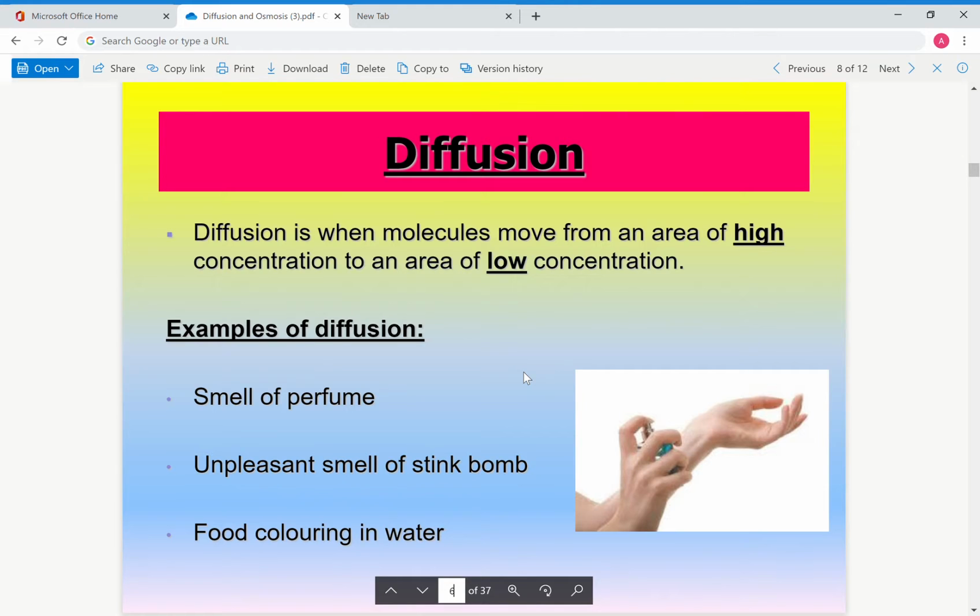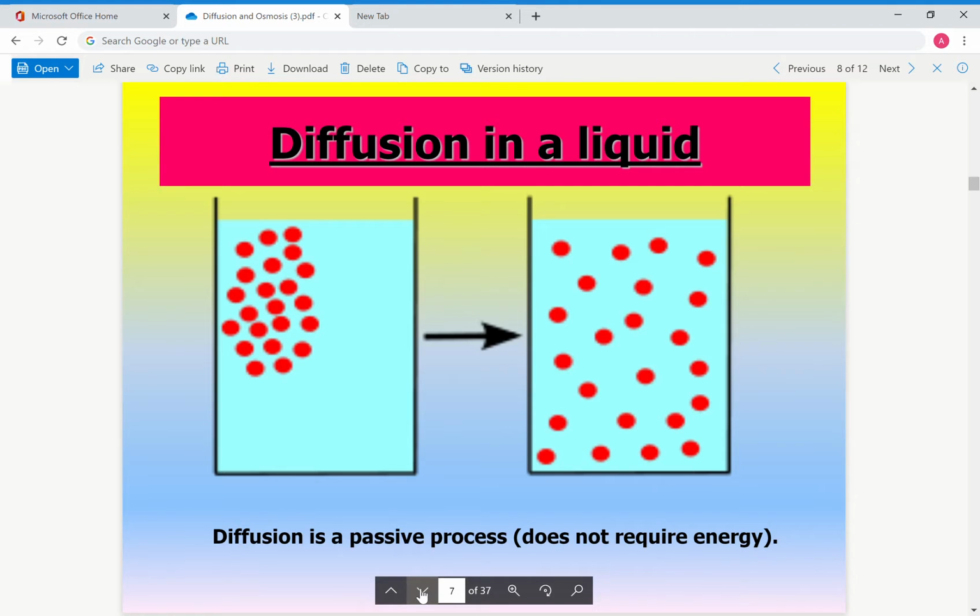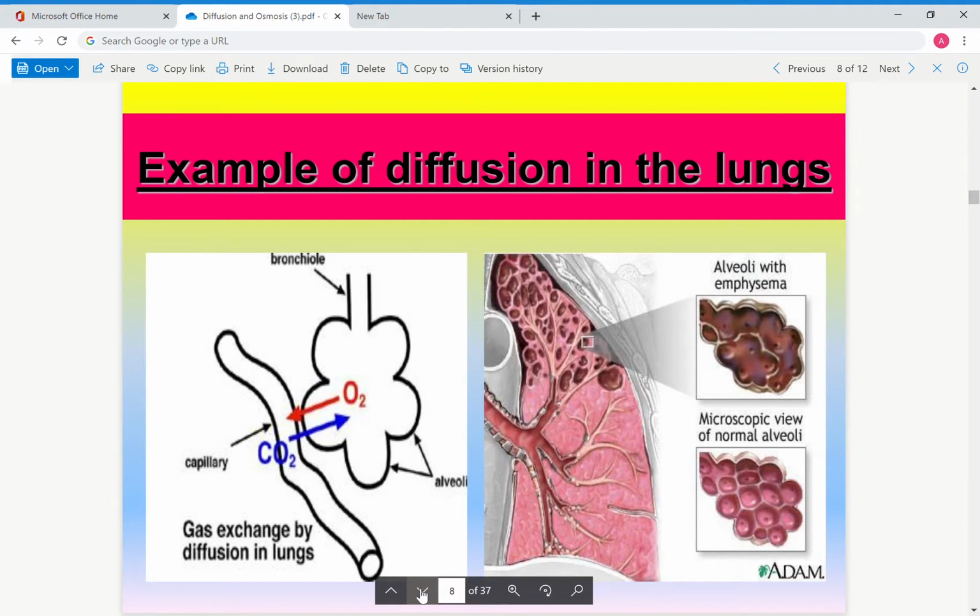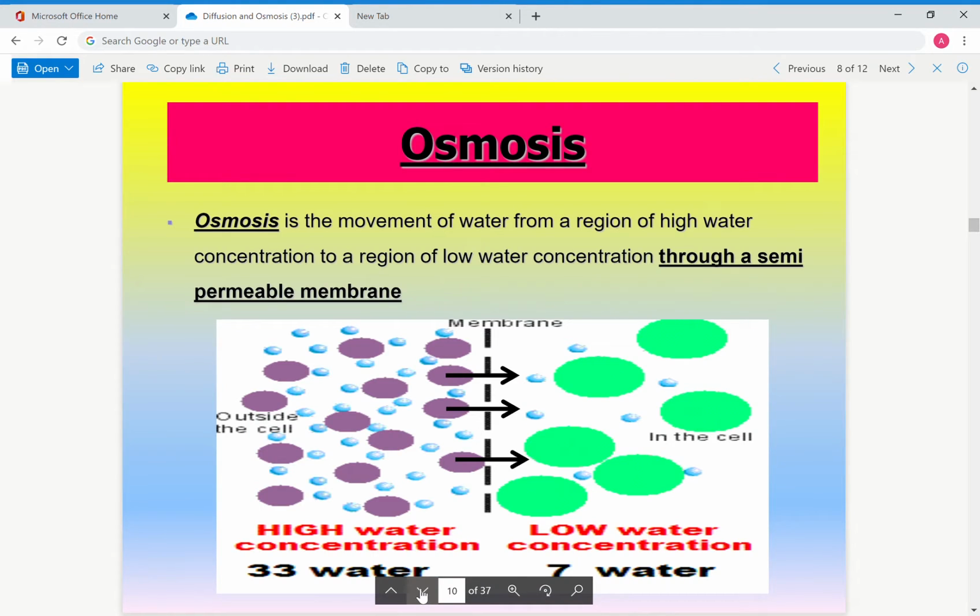Food coloring in water. For anyone that has something like Ribena, the actual Ribena itself spreading out across the water would be diffusion. I suppose in terms of the human body, we have diffusion a lot. If we were to breathe in oxygen, that oxygen diffuses from the lungs into the blood, and it's the same for carbon dioxide, which diffuses from the blood into the lungs. Okay, so again, we'll just pick and choose the parts that we need to know.